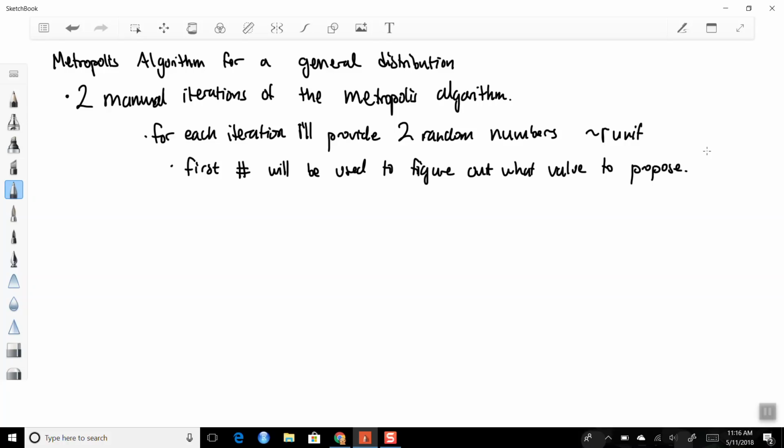People are asking, is this cumulative? It's not cumulative in that these are going to be the 3 topics covered, all right? But going from a random uniform to a random value from a proposal distribution, that maybe incorporates a little bit of past knowledge, right? The first number will be used to figure out what value to propose, and then use the second random number to decide whether to accept or reject the proposed value.